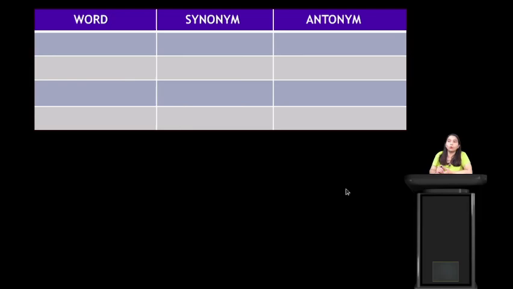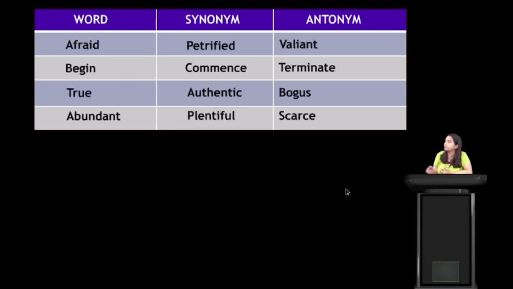Let's find out the words with their synonyms and antonyms. Afraid: the synonym is petrified and the antonym is valiant. Begin: the synonym is commence and the antonym is terminate. True: the synonym is authentic and the antonym is bogus. Abundant: the synonym is plentiful and the antonym is scarce.